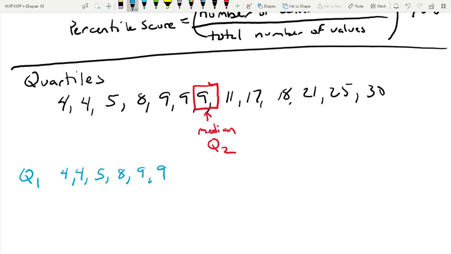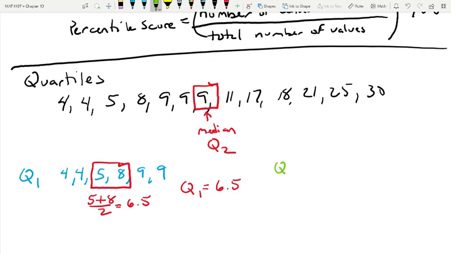And again, now we want to find the median for this group. And so this time, it would actually be these two numbers that are physically in the middle. And so here we would get 5 plus 8 over 2. And this gives me 6.5. So we have that Q1 equals 6.5.